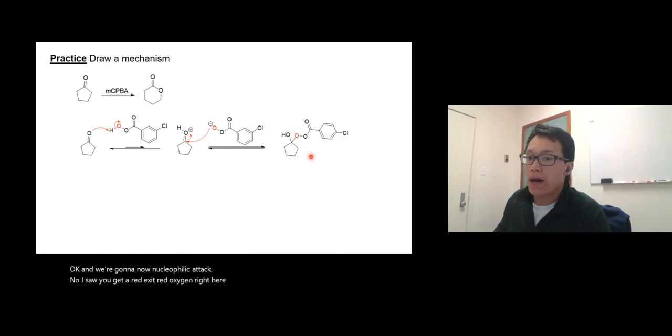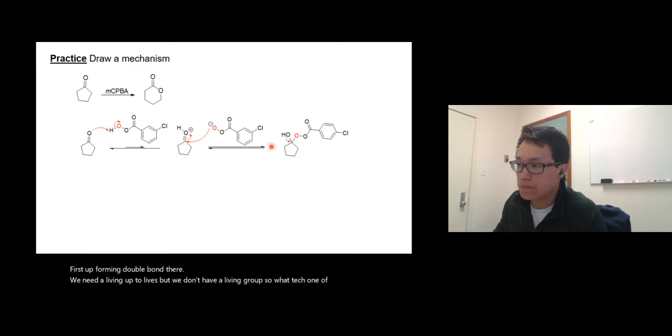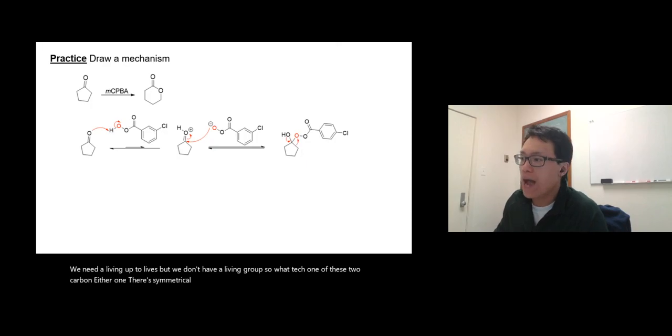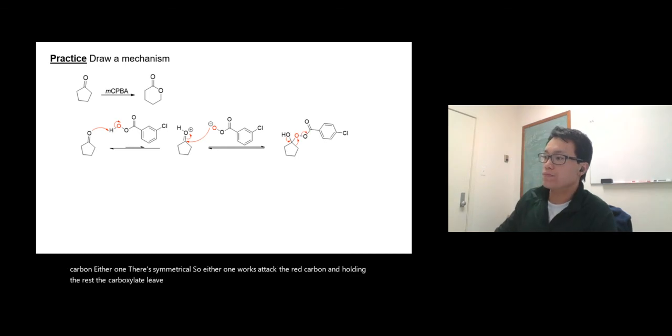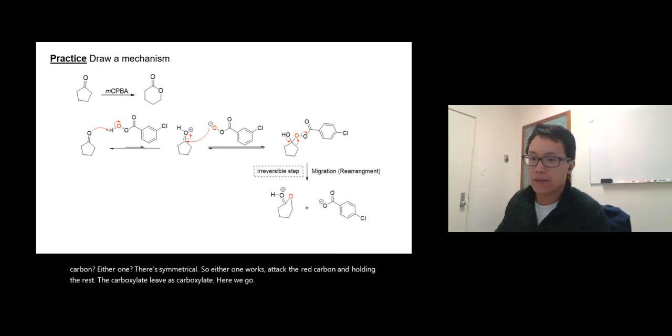Now the migratory step is right here. First off, forming a double bond there. We need a leaving group to leave, but we don't have one. So take one of these two carbons, either one, they're symmetrical, so either one works. Attack the red oxygen, and the rest leaves as carboxylate. Here we go, like that.